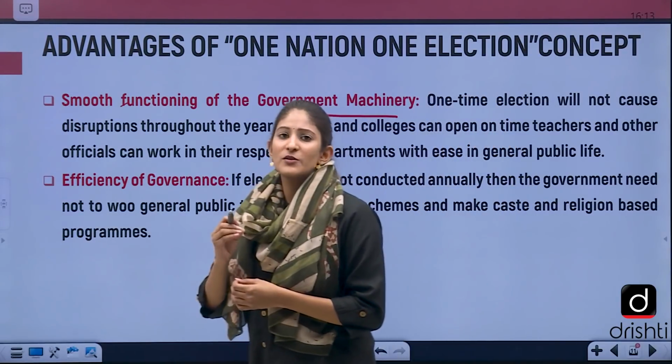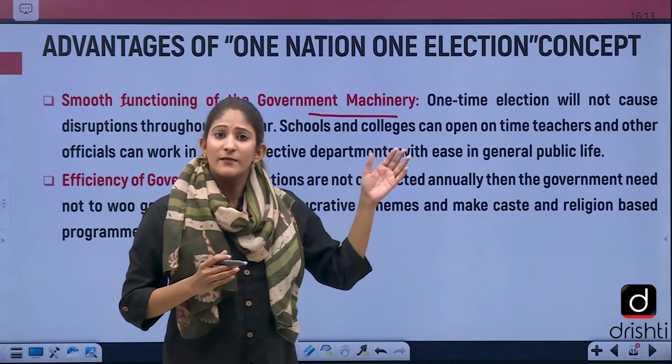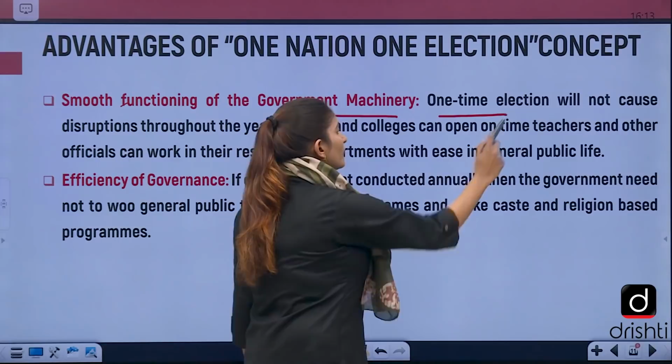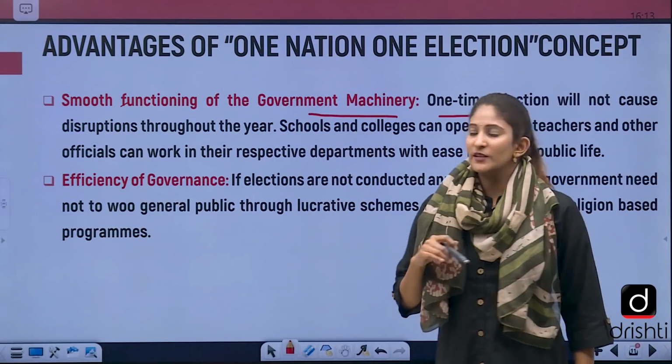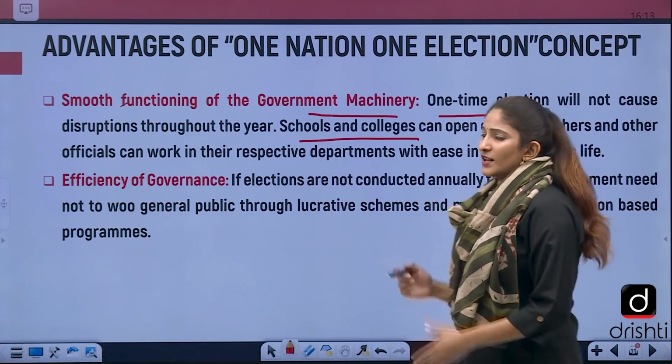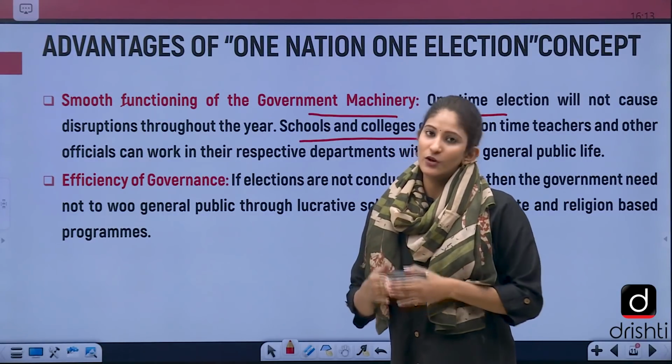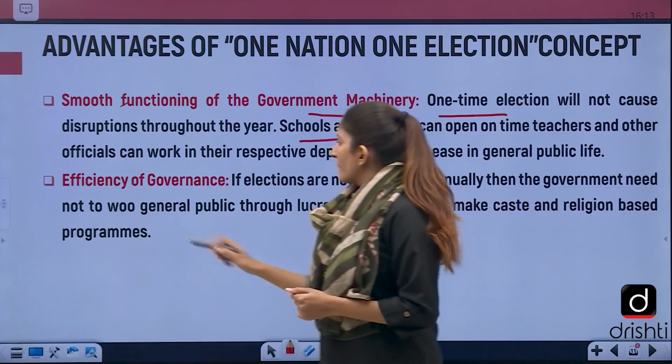So a lot of disruption in public life is there. Once we get this thing into practice, a one-time election will not cause this public disruption. Schools and colleges can open on time. Teachers and other officials can go to work and contribute to the economy.